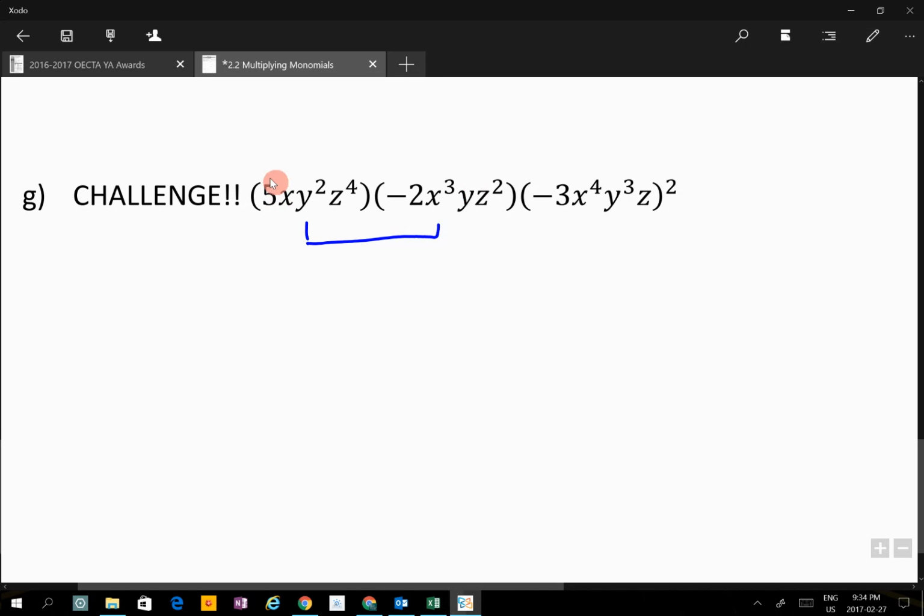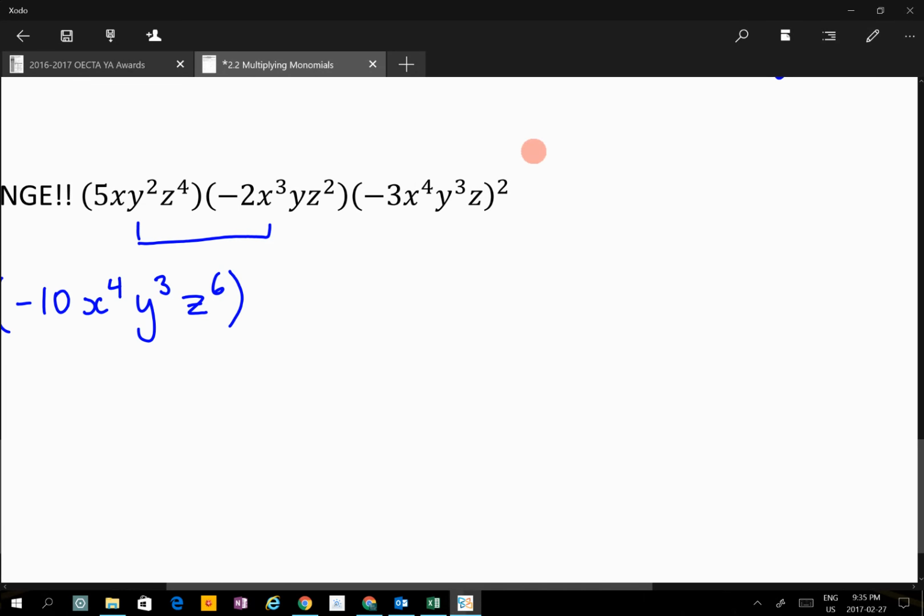So coefficients, the numbers. So 5 times negative 2 is negative 10. So I'm going to keep this in brackets still. So negative 10. Then I have x times x cubed. So the invisible exponent of 1 here, I'll add to the 3. It becomes x to the exponent 4. Then I have y squared times y, invisible exponent of 1. So I add that with the 2 here. So that becomes y to the exponent 3. Z to the exponent 4 times z to the exponent 2 becomes z to the exponent 6. Close the bracket, and let's deal with the next one.